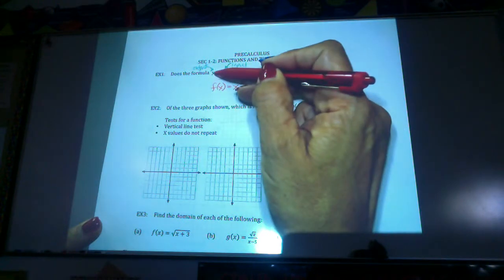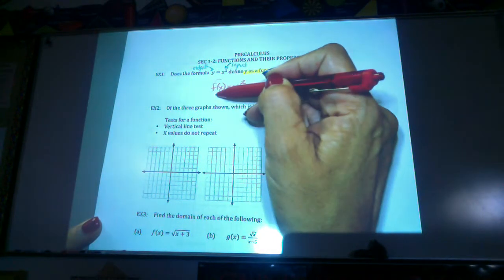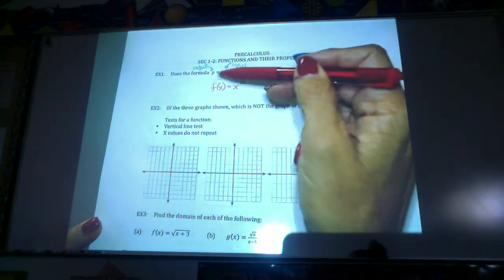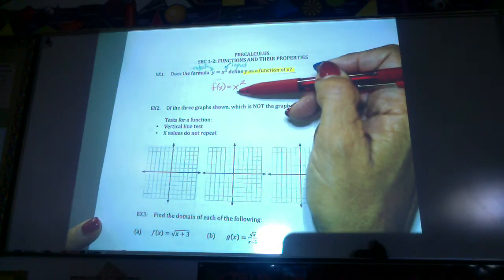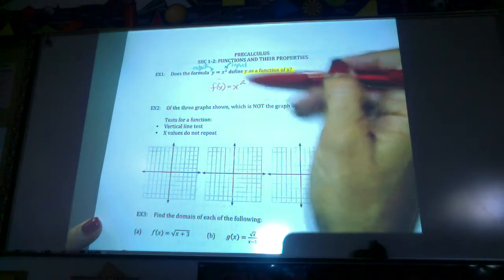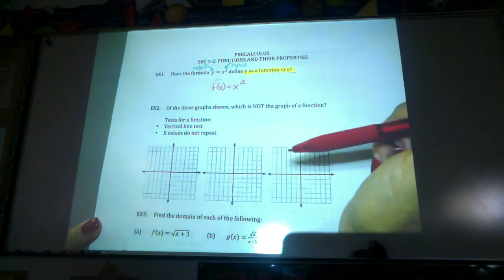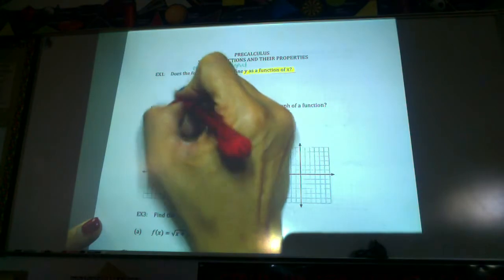F of x is a fancy name for y, the function of x. So all we've done is replace y with f of x. The right side of the equation is still the same. Y, f of x, is being defined in terms of x. So yes, this is correct. So answer yes.